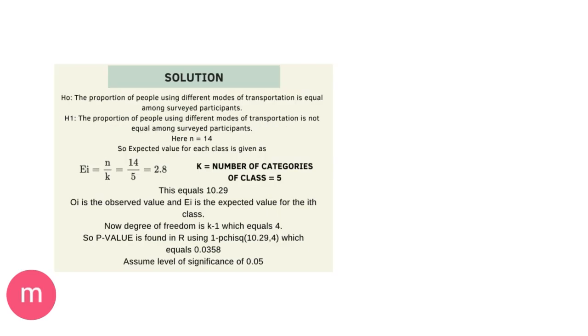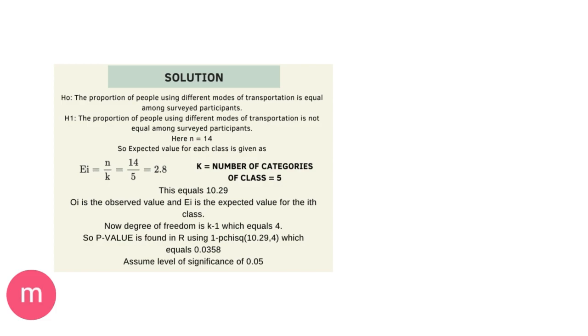Now I'm going to give you the solution of this problem. As we can see, the null and alternative hypotheses are given as H0, that the proportion of people using different modes of transportation is equal among the participants. Then we have H1, that the proportion of people using different modes of transportation is not equal among the participants. The value of n is 14. We expect the values for each class, given as Ei, to be 14 divided by 5, which gives us 2.8, because K, the number of categories or classes, is 5.